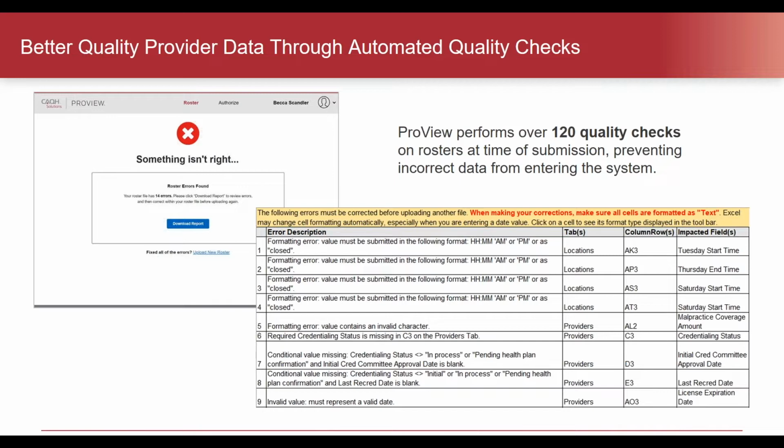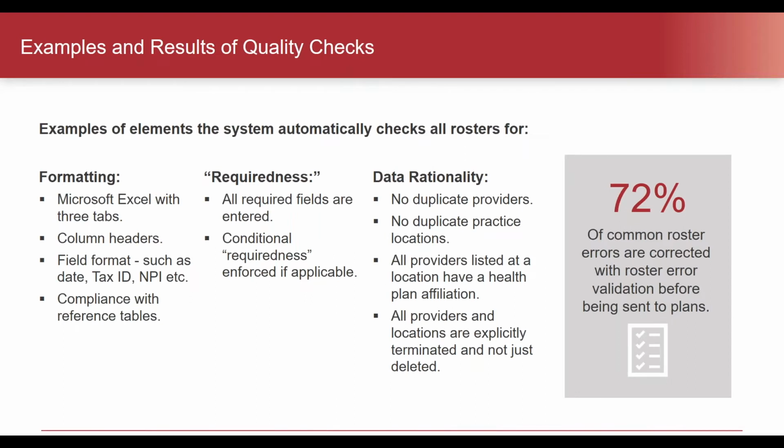These errors fall into three categories. We have formatting, requiredness, and data rationality. Formatting includes that it has to conform to an Excel format with 3 tabs, specific column headers, specific field formats, and compliance with reference tables. So where possible, CAQH ProView for Groups standardizes what a field value can contain.